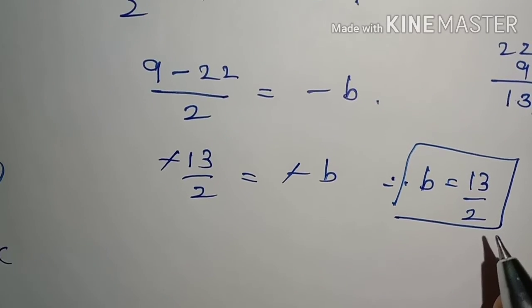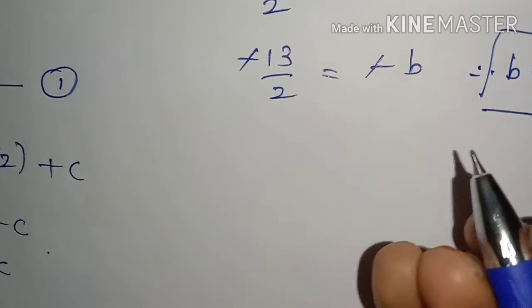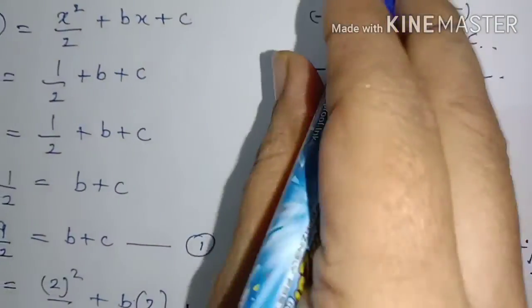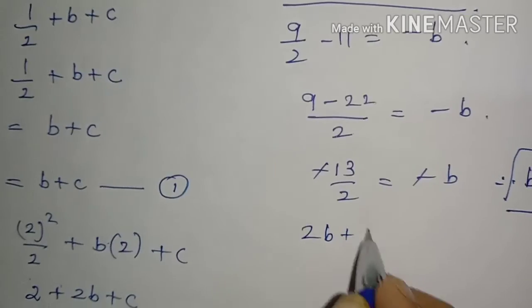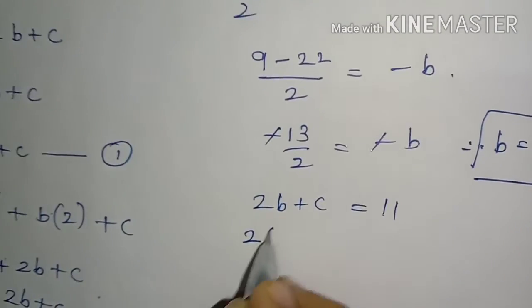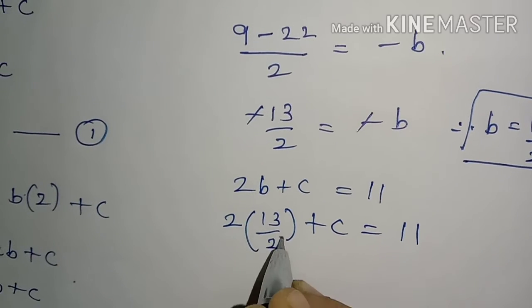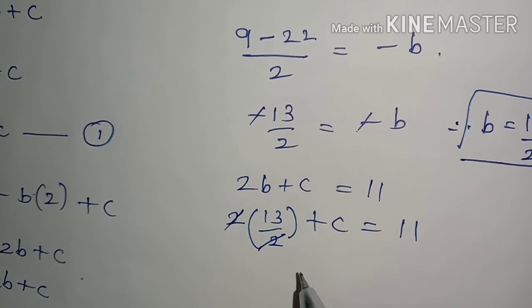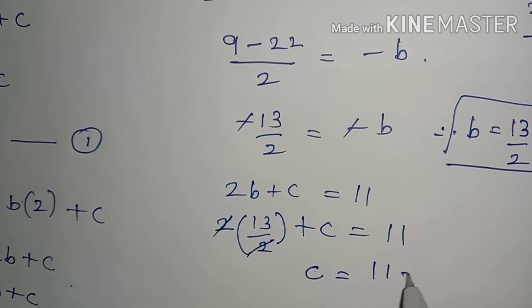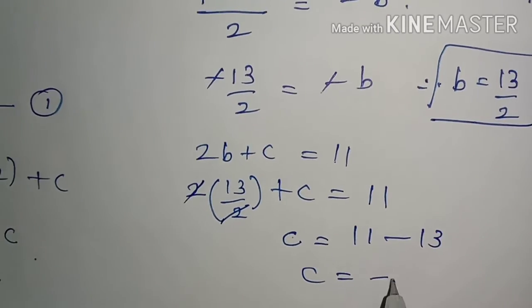We are supposed to find c, no? So take and substitute in this equation: 2b plus c is equal to 11. So 2 into 13 by 2 plus c is equal to 11. The 2 gets cancelled. You will have c is equal to 11 minus 13. So c is equal to minus 2.